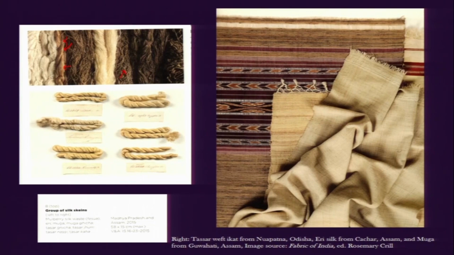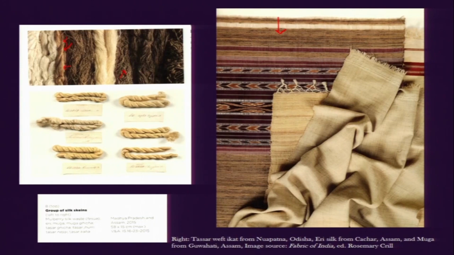Now, as I have mentioned, there are many varieties of silk fibers, and if we think about how these varieties of fiber can lead towards different kinds of cloth, we can see an example on the right side of the screen. There we have this Tasar weft ikat from Nuapatna in Odisha, in which we see the unevenness of the Tasar silk, where one can perhaps see each and every fiber of it.